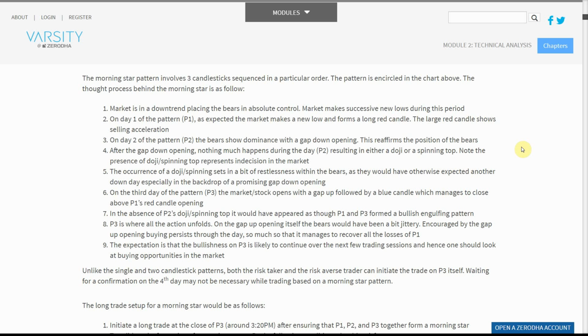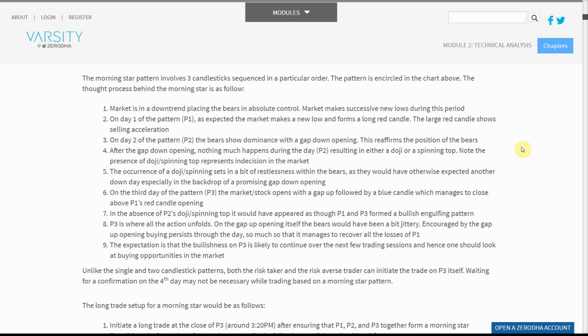On the gap up opening itself, the bears would have been a bit jittery. Encouraged by the gap up opening, buying persists through the day, so much so that it manages to recover all the losses of P1. The expectation is that the bullishness on P3 is likely to continue over the next few trading sessions, and hence one should look at buying opportunities in the market.